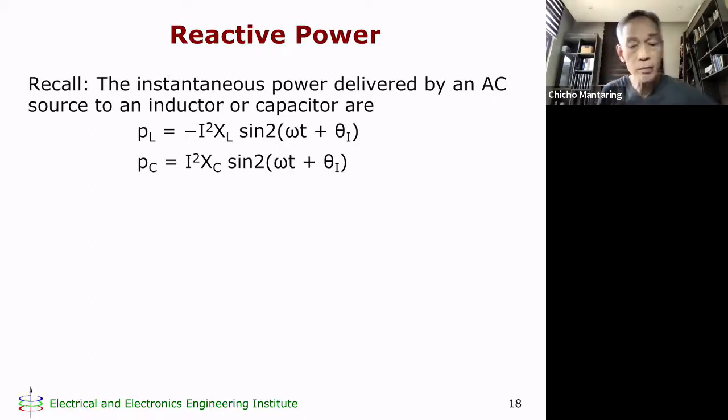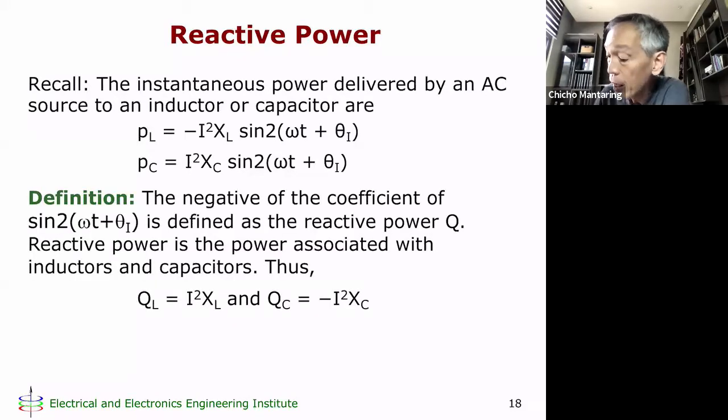So recall, these are the instantaneous powers delivered to inductance and to capacitance. If you get the negative of the coefficient of the sine 2 omega t plus theta I term, that is what you call your reactive power. And we use the symbol Q to represent reactive power. Reactive power is the power associated with inductors and capacitors.